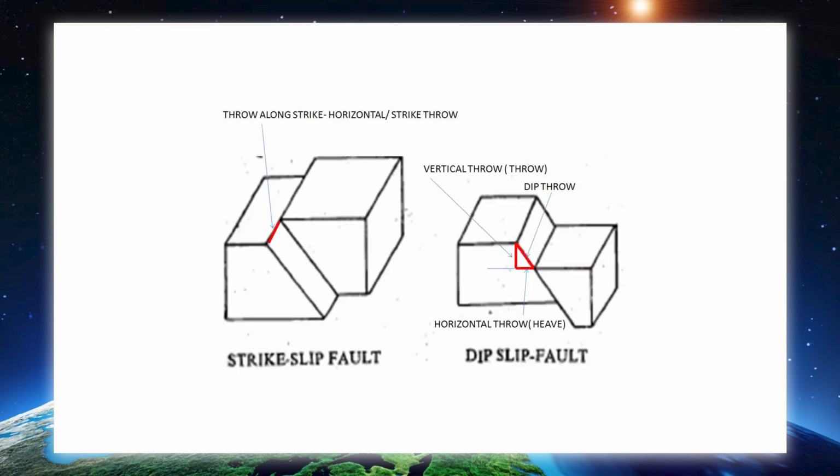Next please. On the left side is the strike fault taken along the strike direction, on the right is the dip slip fault along the dip direction, and the different parameters can be seen here by the red marks given by me. It has been shown to you very clearly, nothing difficult to understand.